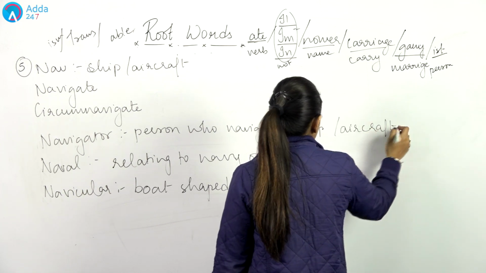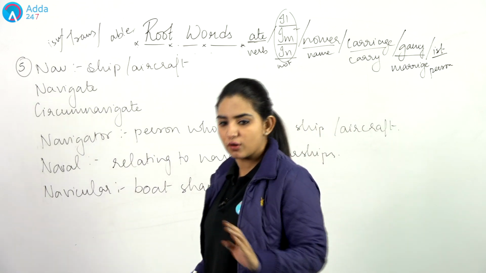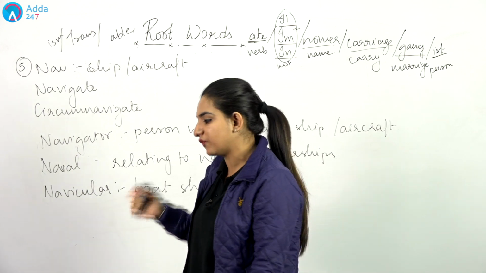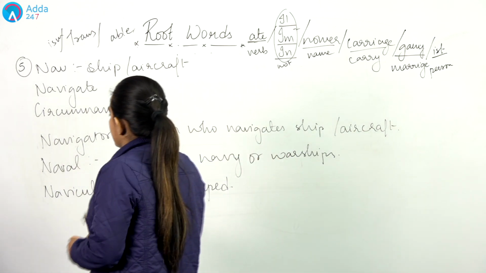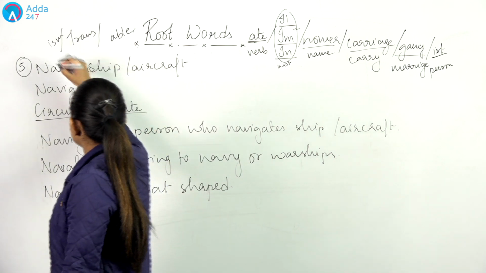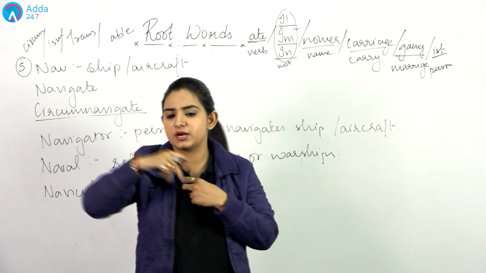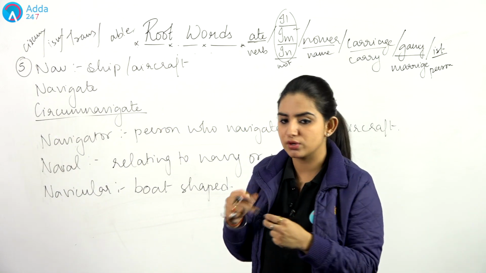Actually, it should be ship and aircraft. So when we have an aircraft or ship launched or released from one place, the person who navigates it, the person who finds the way, is what we call a navigator. Then there is circumnavigate. As I told you, circum is the word that defines around and surrounding of somewhere, right?